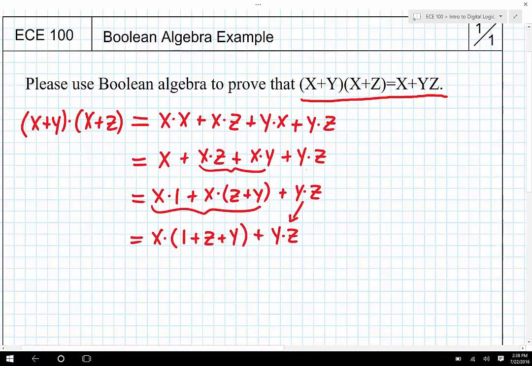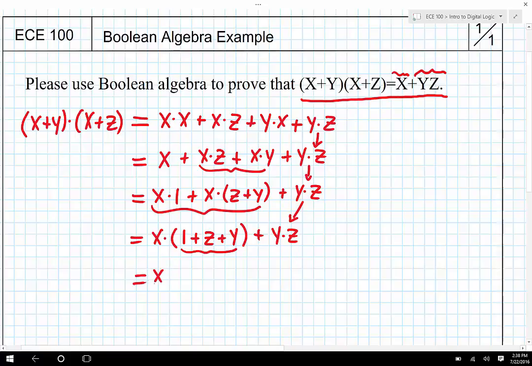So this y and z term is really just along for the ride, and it will in fact appear in the final answer. That's where this y and z comes from right here. Now our job is really, you can see here, the other term is x. So I just need to find a way to reduce this down to just being x. Well, the first step in that is to remember that 1 ORed with anything is just 1. In this case, 1 is being ORed with z or y. It doesn't matter what it's being ORed with, it's just 1.